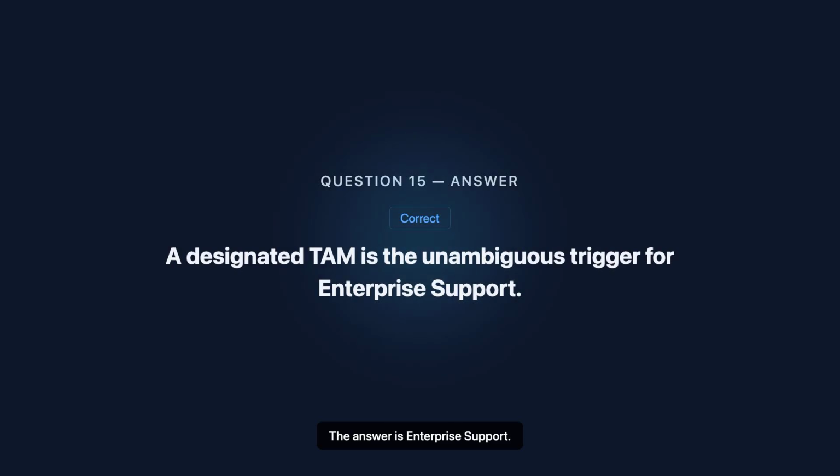The answer is enterprise support. A designated technical account manager is the unambiguous trigger word among the classic 4 tiers that named technical contact only comes with enterprise. See designated TAM, pick enterprise.